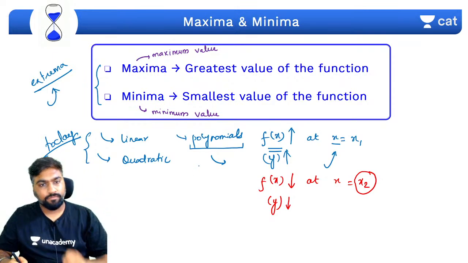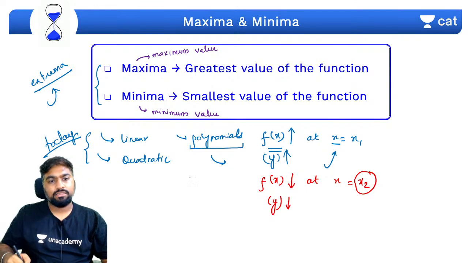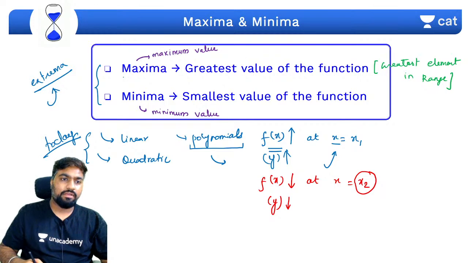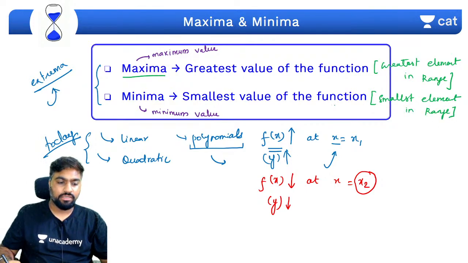Got it? In other words, isn't this basically the greatest element or largest element in the range? Agreed? Maxima will basically be the greatest element in the range, and minima will be the smallest element in the range. Got it? In range of what? In the range of the function f of x.